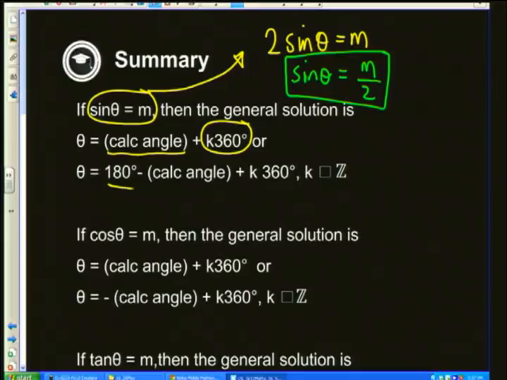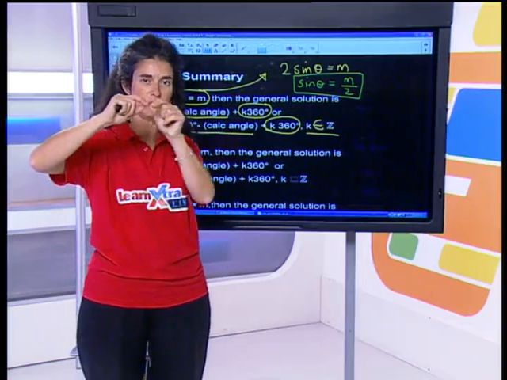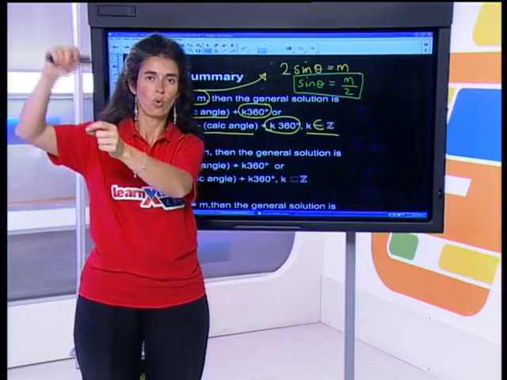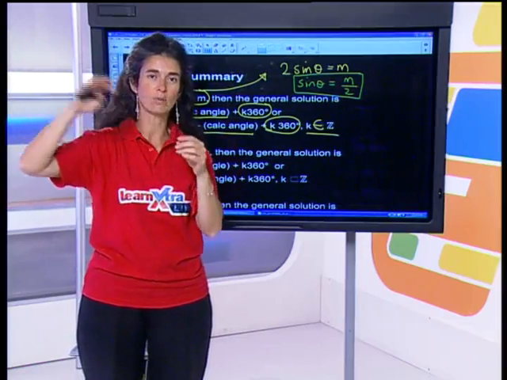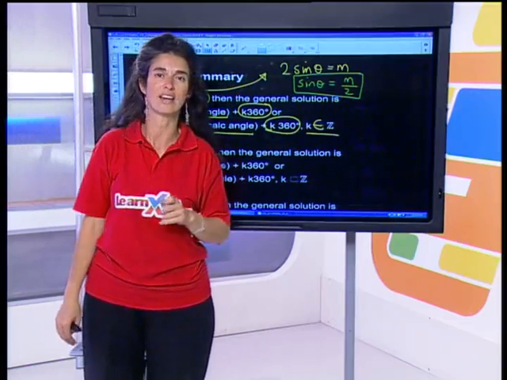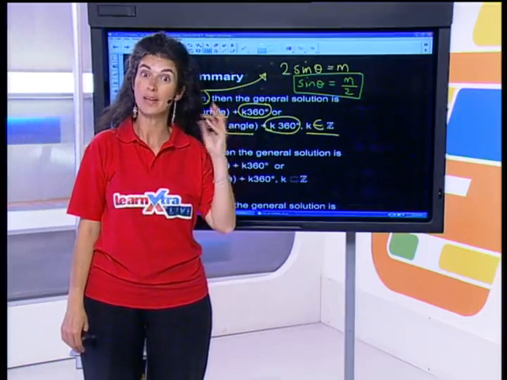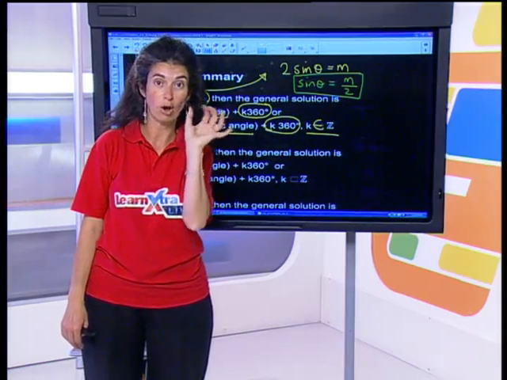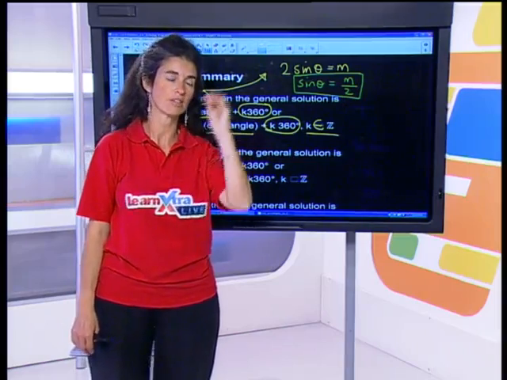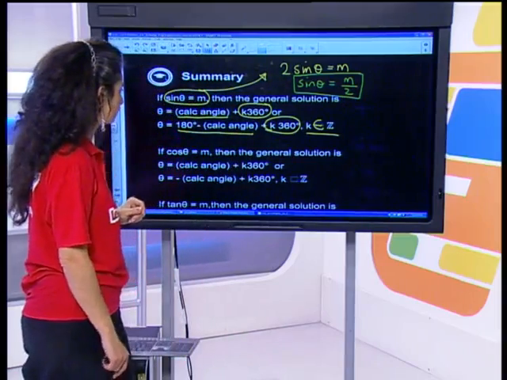Or theta is going to be 180 degrees minus the calculator angle plus, in this case, 360k. And we must always give the definition for k, because we want to add 360 or 720 or 1080. We want to add multiples of 360. This k is going to be an integer. It's not going to be a half or a fraction, it's going to be a whole number, but it could be a positive or a negative whole number.